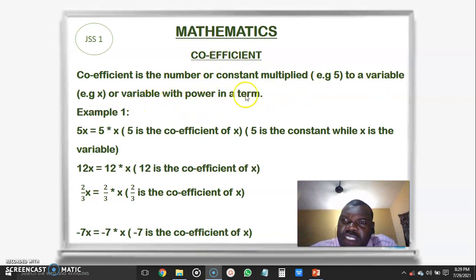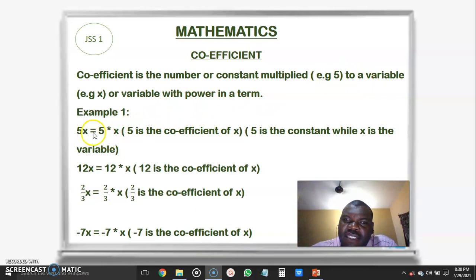So for example, the coefficient is the number or constant, e.g. 5. 5 is a constant because we know the exact value of 5 that is multiplied to a variable, e.g. x. X, we don't know the value of x, so x is a variable. X can be 1, 2, 3, 4, 5, 7, 1 million. Or a variable with power, like x squared, x raised to power 3. So that's the meaning of coefficient. Coefficient is a number or constant multiplied to a variable or variable with power in a term.